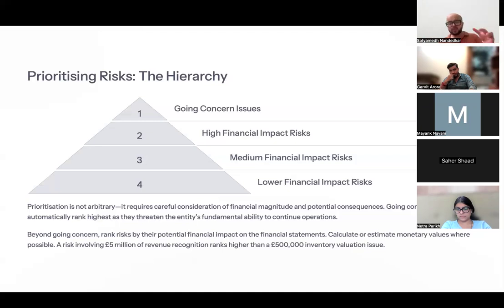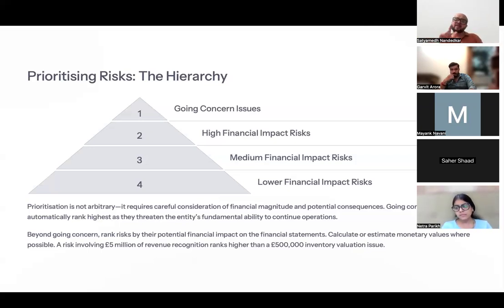When we see questions, we'll of course have to look at facts of the case to decide, but पहले going concern, and then जहां पे amount zyada, that risk ranks higher, because you will have to write the risks in the order of that particular priority. So high impact risk first and low impact risk later.